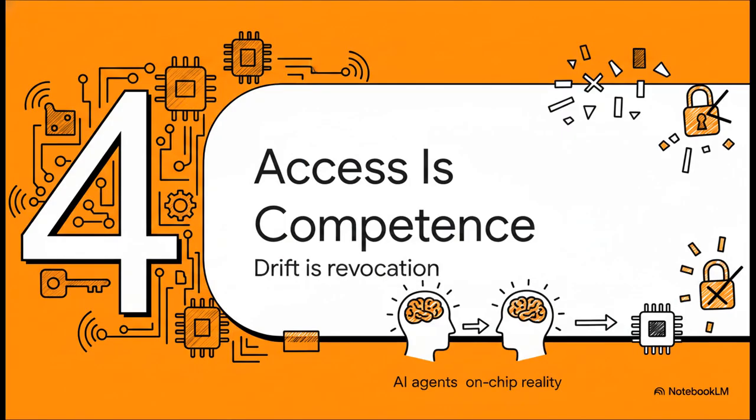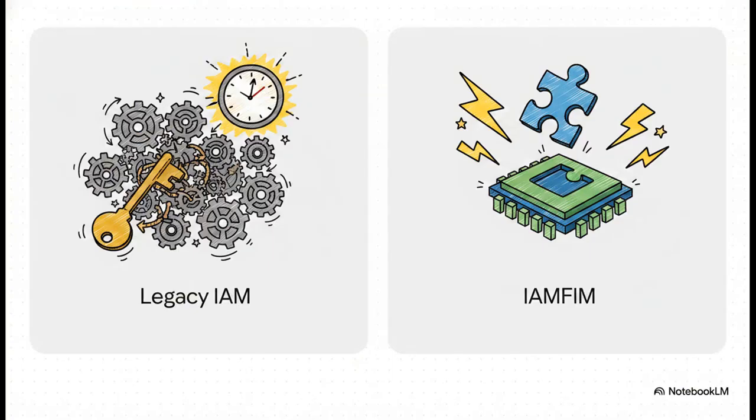Section 4, IAMF, Access is Competence. And the subtitle says it all. Drifting out of role is revocation. This is where the paradigm completely shifts. Think about legacy identity and access management. Things like RBAC or OAuth. They rely on static tokens. Those can easily be stolen, and verifying them relies on software policy lookups, which dumps us right back into the Rice's theorem trap. IAM-FIM, on the other hand, relies purely on physical position.